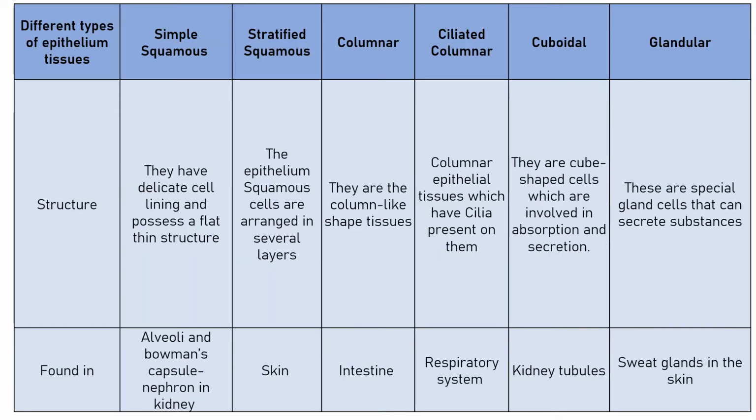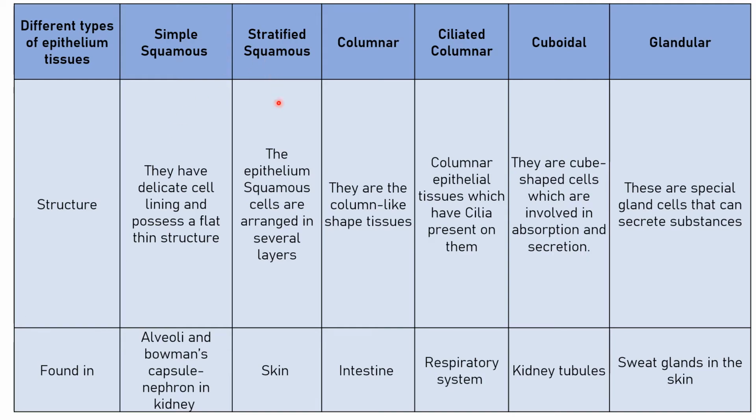Now this is a table where the different epithelial tissues are discussed, okay? Simple squamous, stratified squamous, columnar, ciliated columnar, cuboidal and glandular. We have discussed this before, children. Still I will take this topic a little fast, okay? Structure, let's see the structure. Simple squamous, they have delicate cells lining and possess a flat, thin structure, right? This is what simple squamous is.